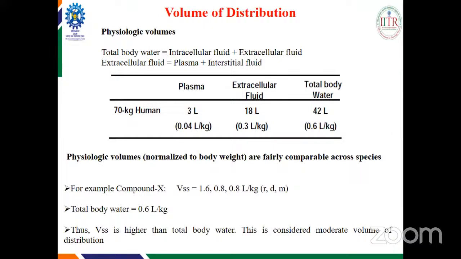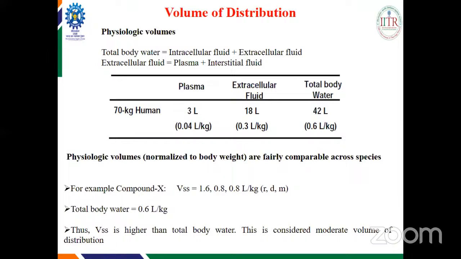Because this directly affects the distribution, the volume of distribution, and volume of distribution is again very important to know because, as I told you, volume of distribution and clearance both govern the half-life of a compound. If a compound has a very high volume of distribution, it is going to increase the half-life of the compound.